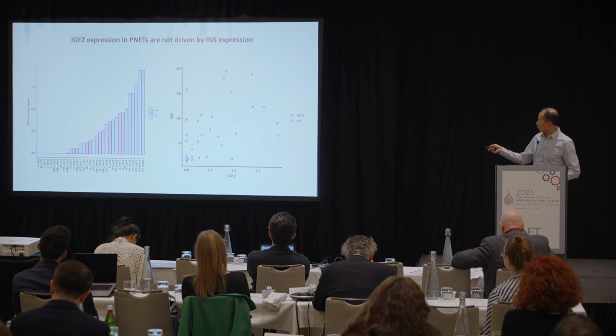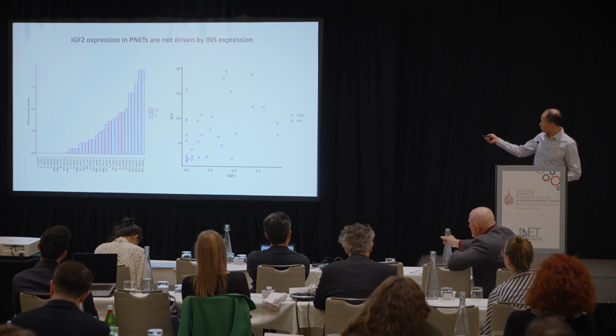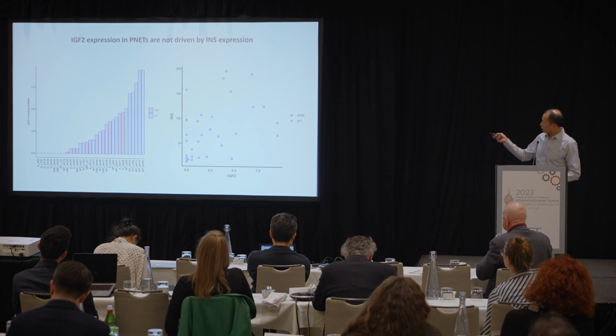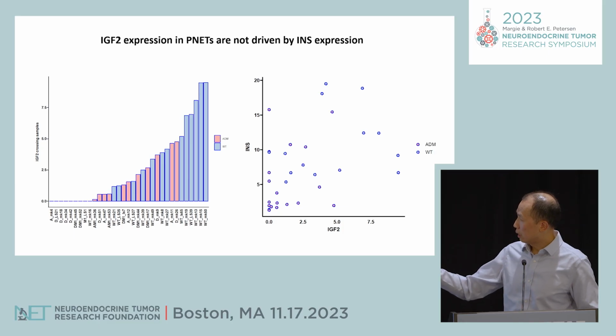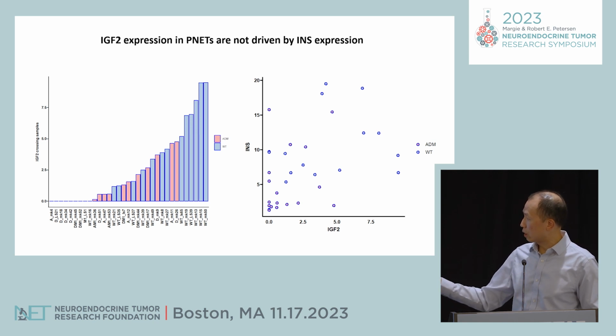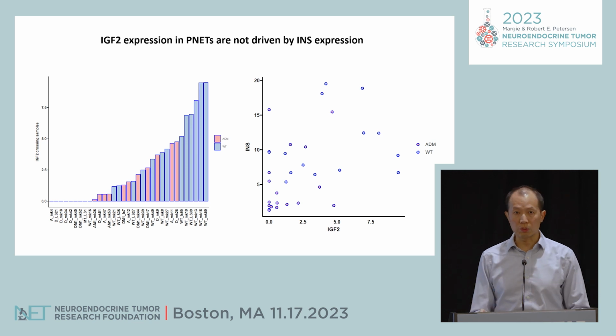If you plot on a 2-dimensional plot for each sample the expression of insulin and the expression of IGF2, there are samples with very high insulin and no expression of IGF2, and there are samples with very high IGF2 and no expression of insulin. So it's not coming from a transcriptional read-through.